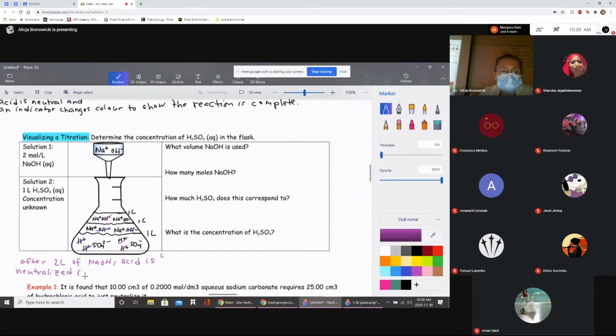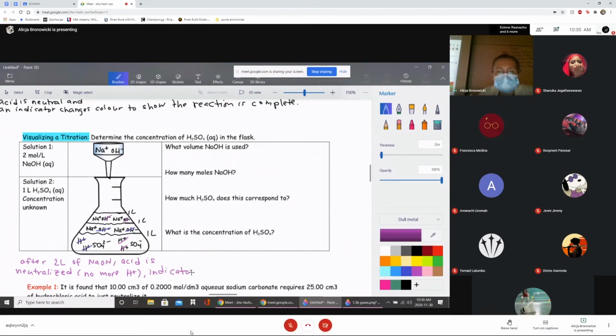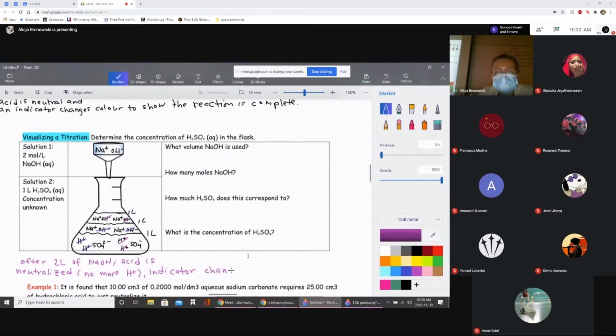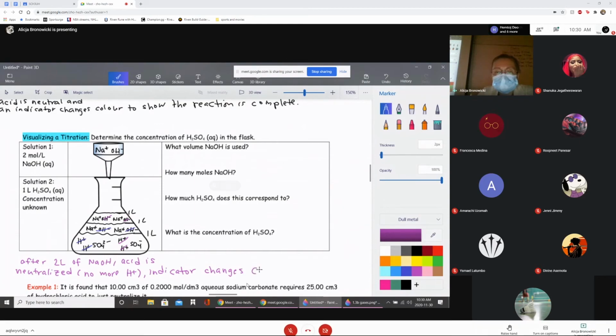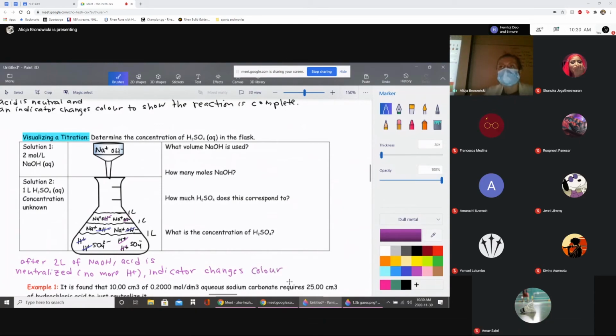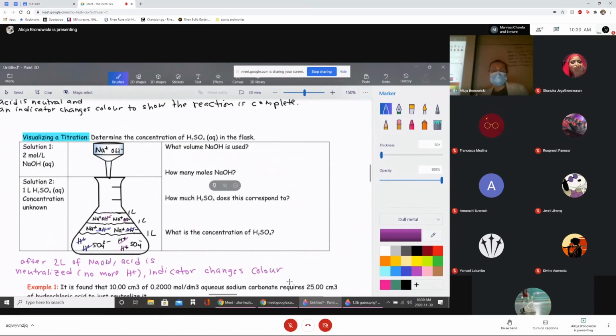Okay, so there's no more H+ and the indicator changes color. Okay, and that indicator changing color tells me my reaction stopped. So let's see if we can do this mathematically. Let's see if we can represent it mathematically.